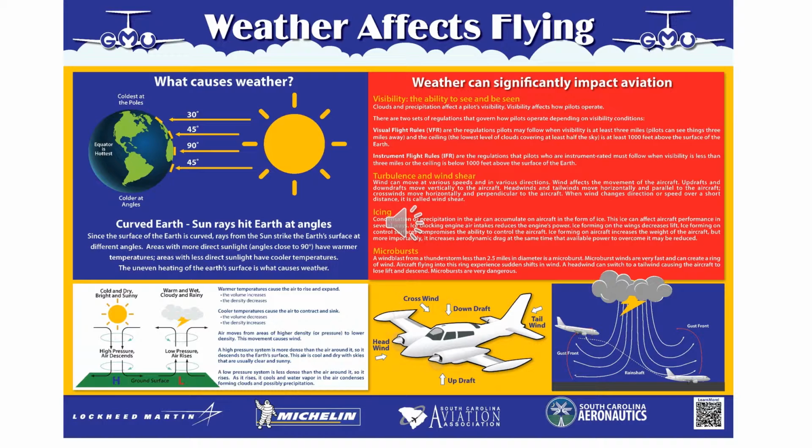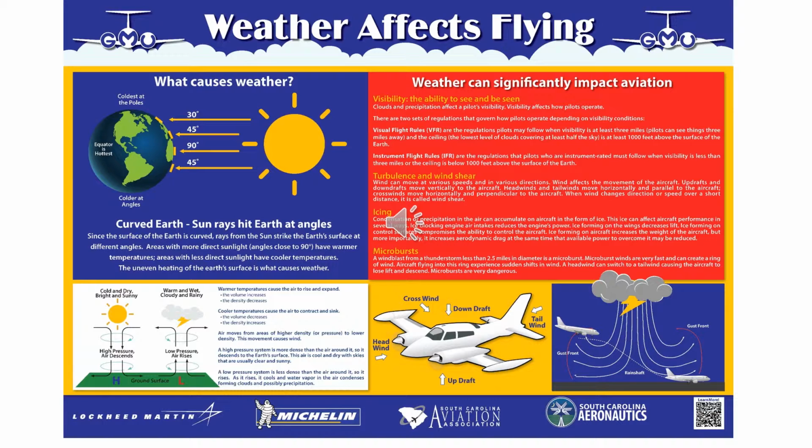Microbursts. A wind blast from a thunderstorm less than 2.5 miles in diameter is a microburst. Microburst winds are very fast and can create a ring of wind. Aircraft flying into this ring experience sudden shifts in wind. A headwind can switch to a tailwind, causing the aircraft to lose lift and descend. Microbursts are very dangerous.